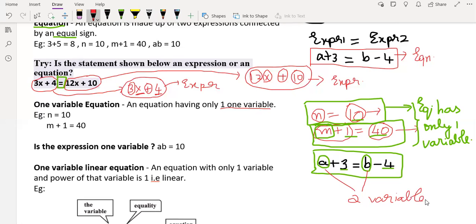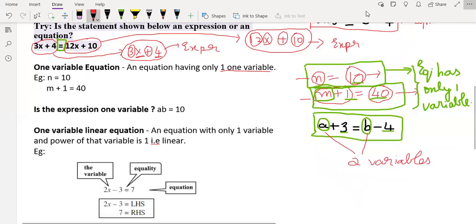That means it will be called an equation with two variables. Whereas this and this are called equations with only one variable. a and b are two variables. Here m and n, in this equation and this equation, there is only one variable. So these are called equations with one variable. Okay, so now there is a small example here.